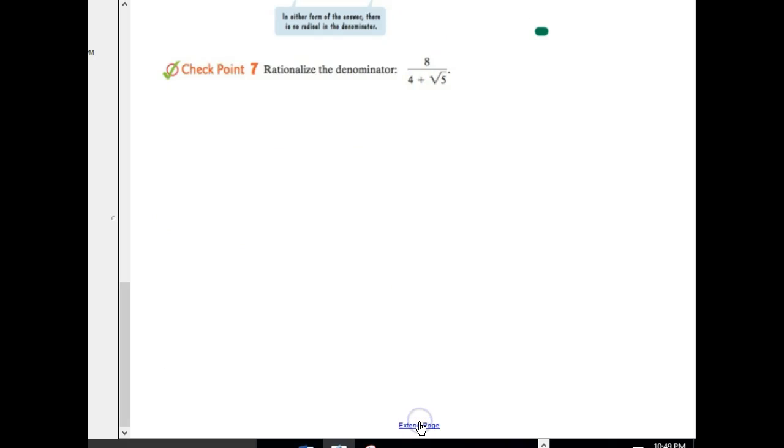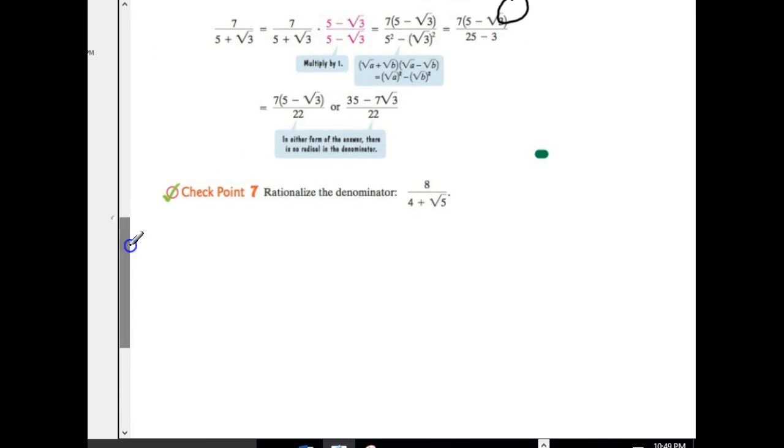Now, let's look at this particular problem here and do the same thing. We're going to choose here to multiply by 4 minus the square root of 5 over 4 minus the square root of 5. Okay? Now, in doing so, I'm going to multiply the 8. I'm going to distribute that. So I'm going to get 8 times 4.